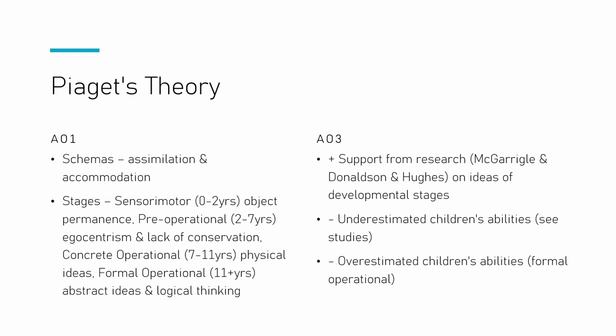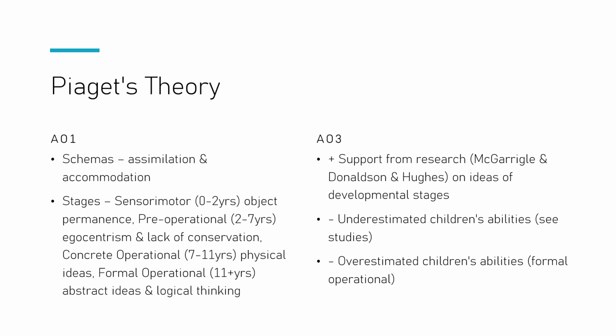And Piaget, his big thing was looking at stages of development. So there was a sensory motor stage between 0 and 2 years. This is where something known as object permanence develops. To begin with, children don't understand that when something is hidden from view, it still exists. That develops in this stage.